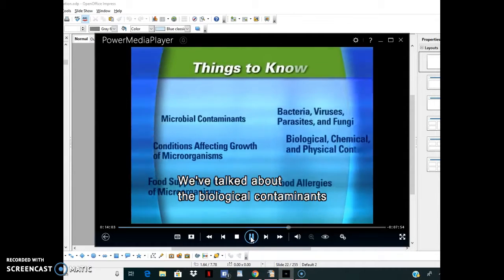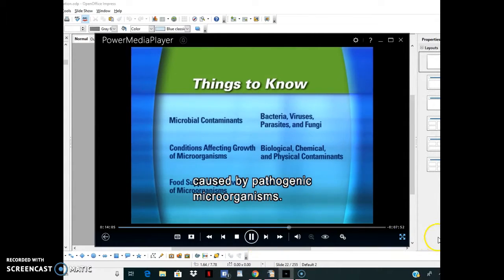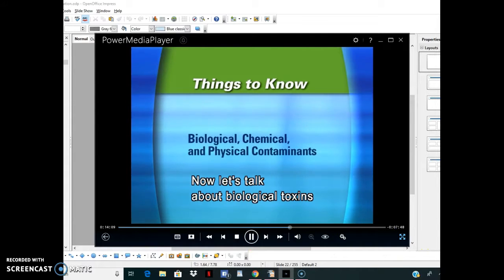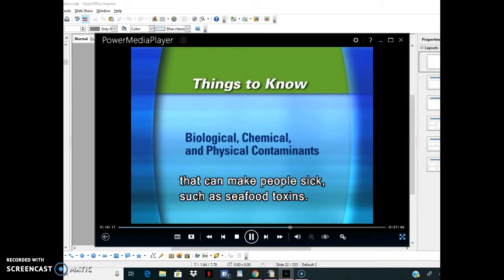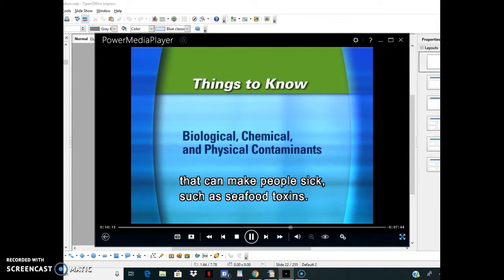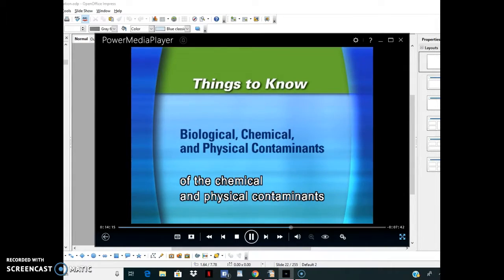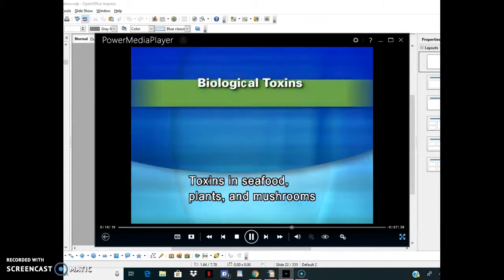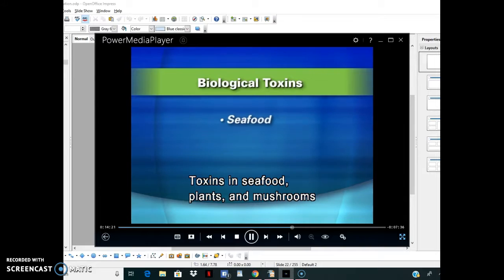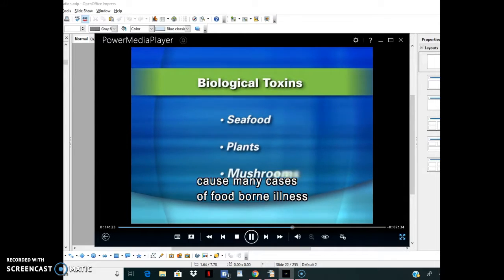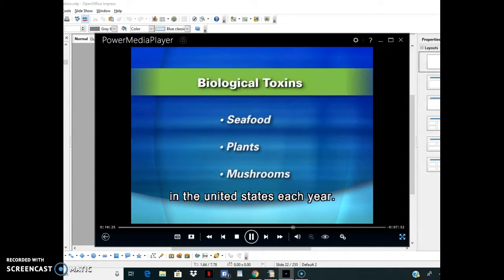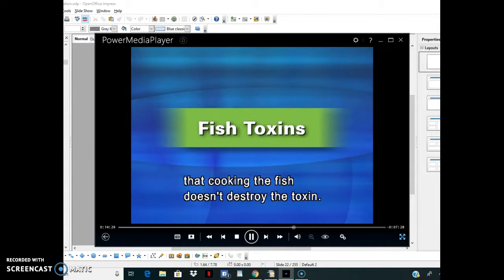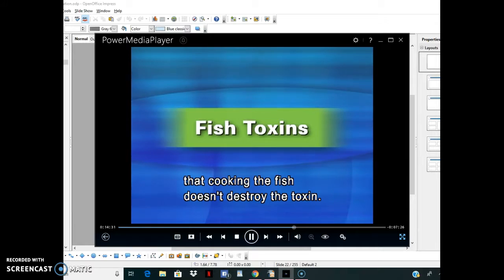We've talked about the biological contaminants caused by pathogenic microorganisms. Now let's talk about biological toxins that can make people sick, such as seafood toxins. You also need to be aware of the chemical and physical contaminants that pose a threat to food. Toxins in seafood, plants, and mushrooms cause many cases of foodborne illness in the United States each year. Now, when it comes to fish toxins, it's important to remember that cooking the fish doesn't destroy the toxin.